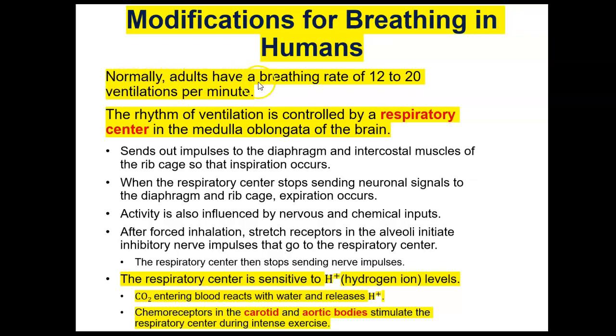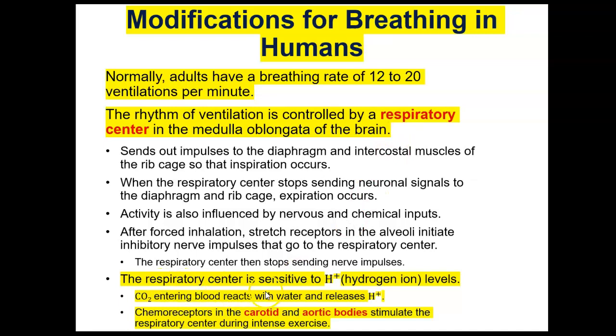Little fact here, normally adults have a breathing rate of 12 to 20 ventilations per minute. We call that breaths per minute, or BPMs, 12 to 20 BPMs. And the control of the ventilation rate, or the rhythm of ventilation, is done in the medulla oblongata, which also has cardiovascular centers for controlling heart rate. But the medulla oblongata and the pons, both of these are located in the brain stem. They work together to adjust the respiratory rate.